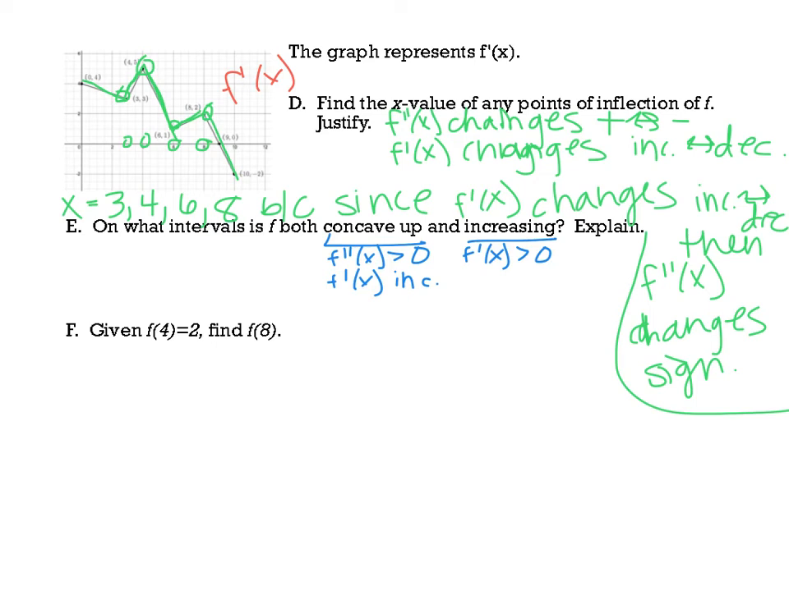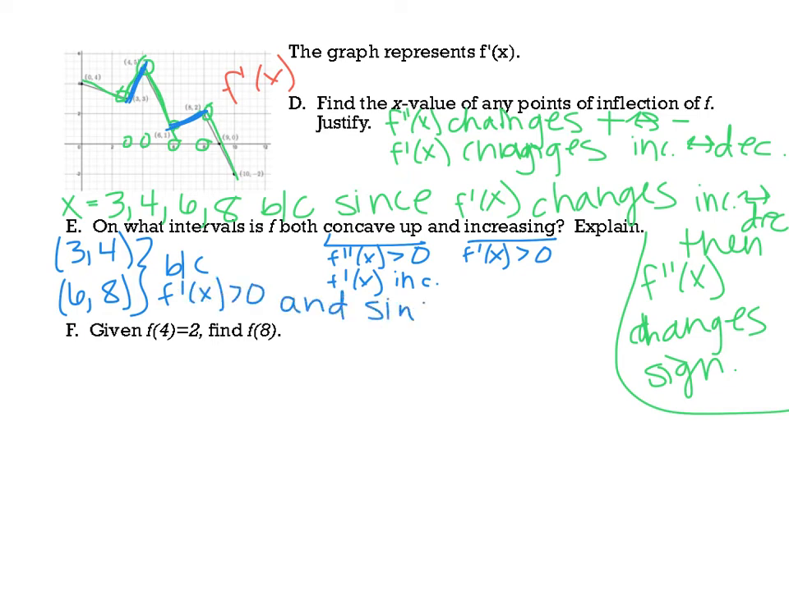So first let's look where our first derivative is increasing. So here and here. And then it's positive in both of those spots as well. So those are going to be our two intervals where it's concave up and increasing. So from 3 to 4 and from 6 to 8, it looks like. And your reasoning for that would be because f prime of x is greater than 0, and since f prime of x is increasing, then f double prime of x is greater than 0.